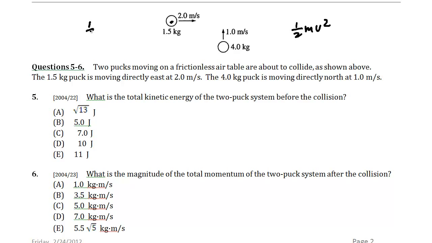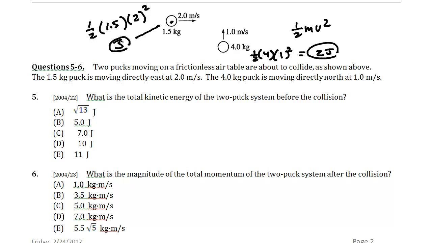So this one, and you want to do this kind of stuff reasonably quick, but without making a mistake. 2 squared is 4. 2. This is 3 units of kinetic energy. So the kinetic energy of this one is 3. If I look at the kinetic energy of this one, this is 1/2 times 4 times 1 squared. 1 squared is 1 times 4 times 1/2, that's 2. 2 joules of kinetic energy here, 3 joules here. So my total is 5 joules, which is one of the choices, choice B.